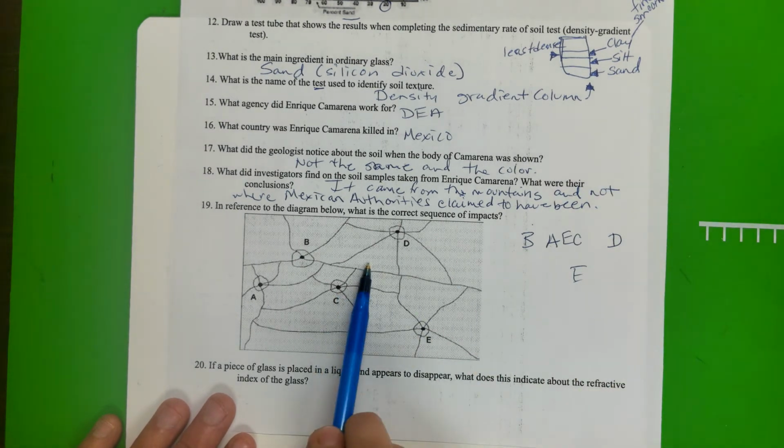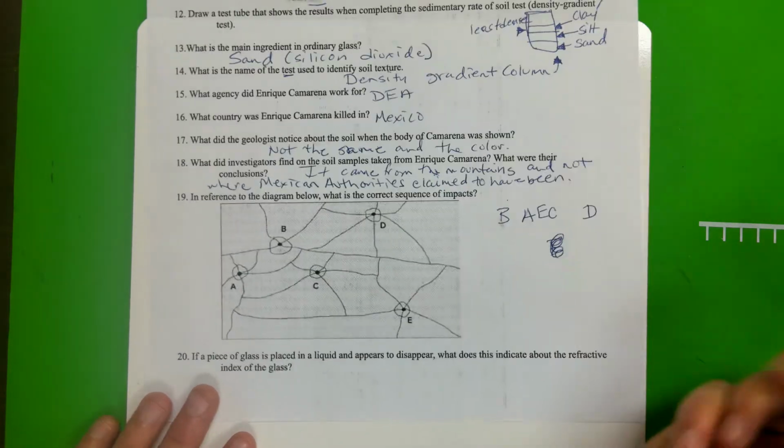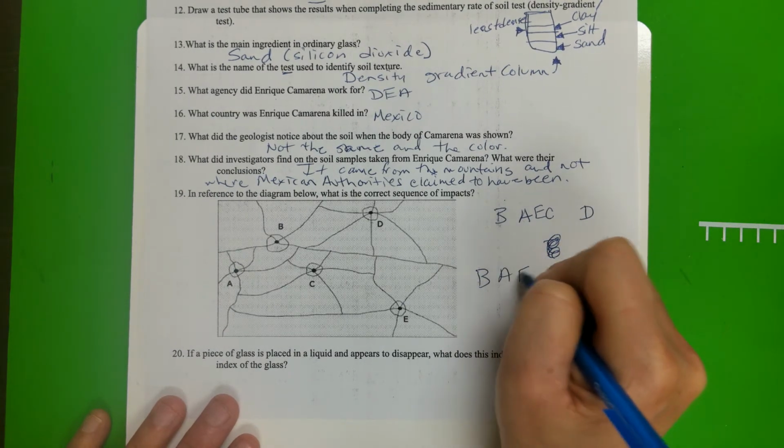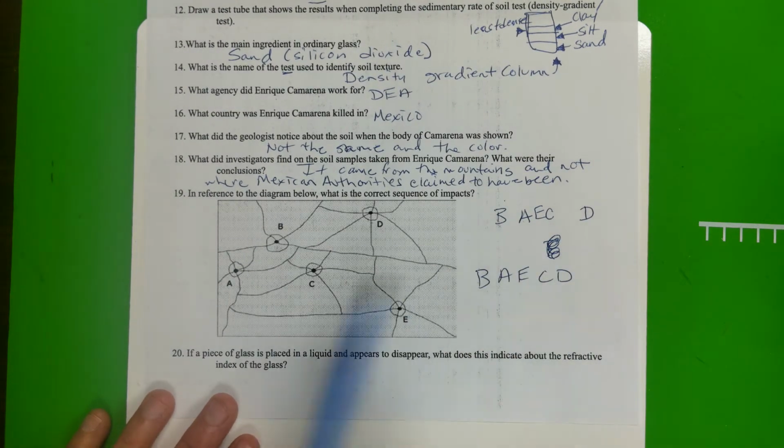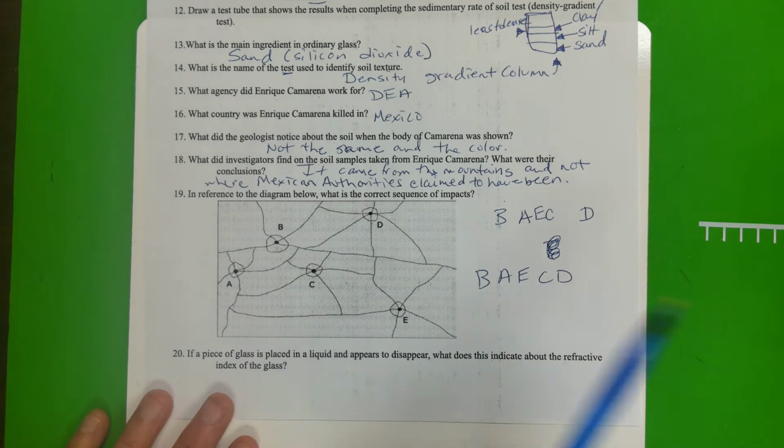So then it was C, and then the last one will be D. So it will be BAECD. Now yours is not going to be that difficult. I think it only has like 2 or 3 on the exam.